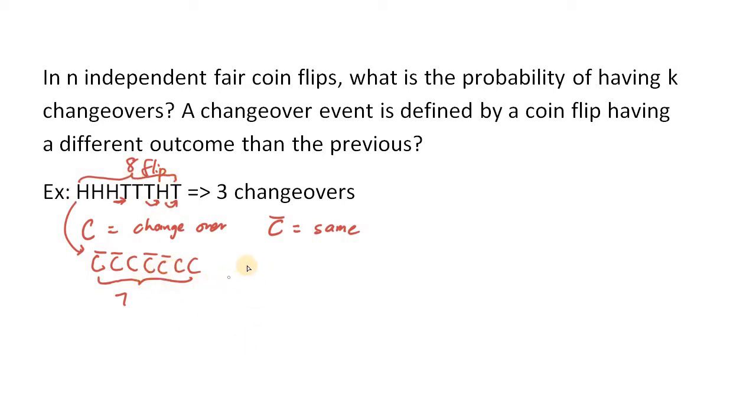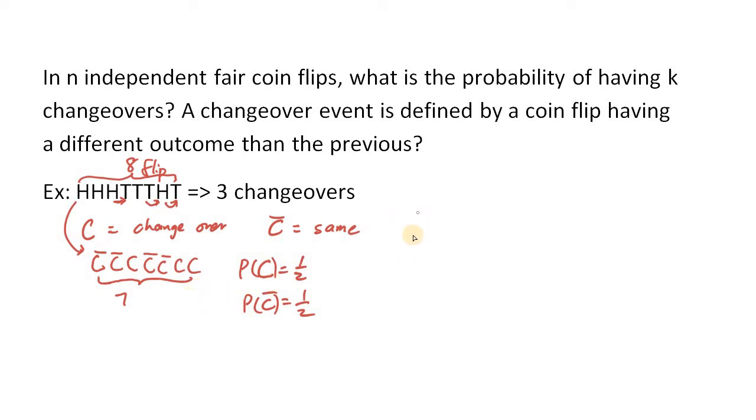So now let's think about the events. What's the probability of getting a changeover? Since it's always a fair coin flip, the probability is always 1/2. And same thing for the probability of the event of getting the same flips, again, no changeover. It's also 1/2. So now we can apply the binomial distribution.